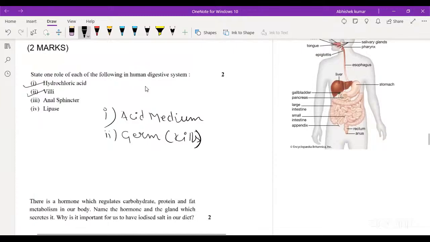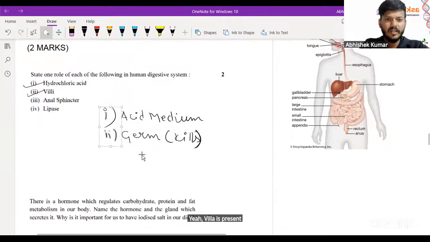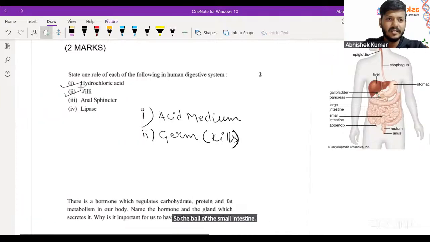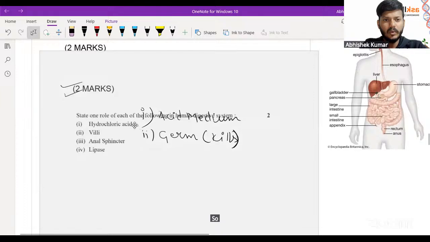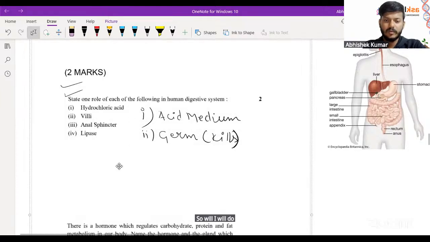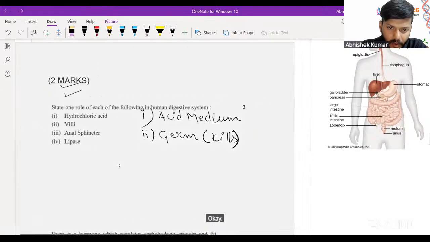Oh, so the wall of the small intestine. Yeah, villi is present in the wall of the small intestine. So what will villi do? Okay, I'm making the diagram of a small intestine.